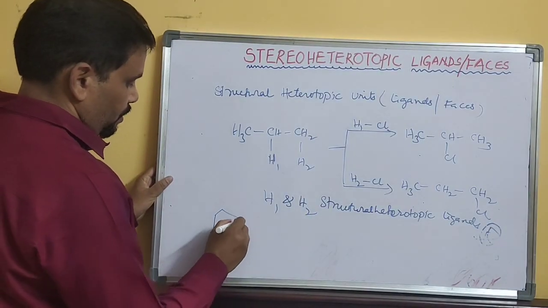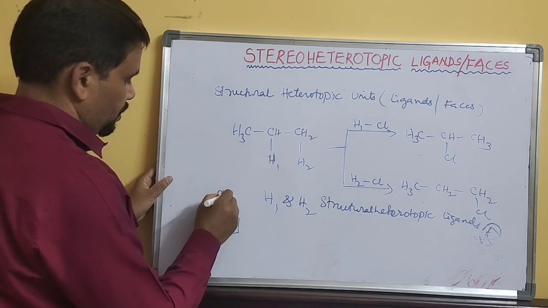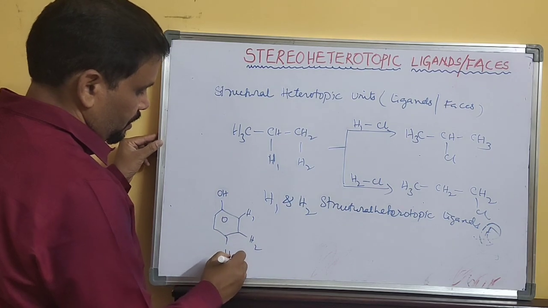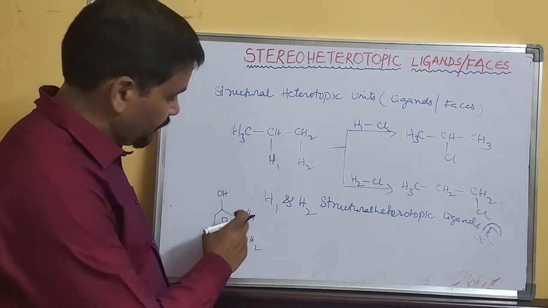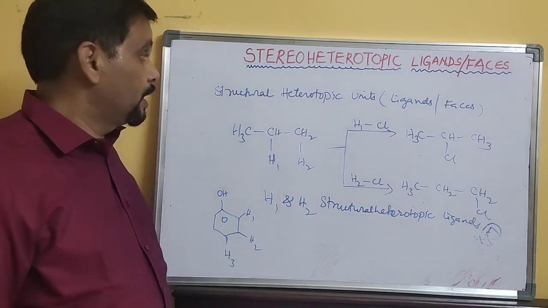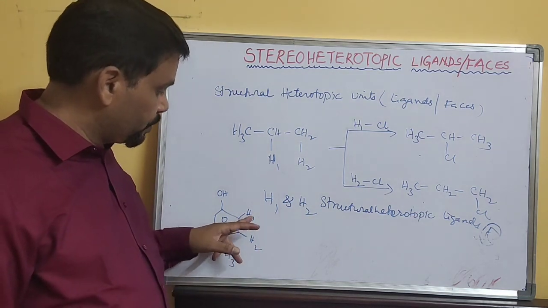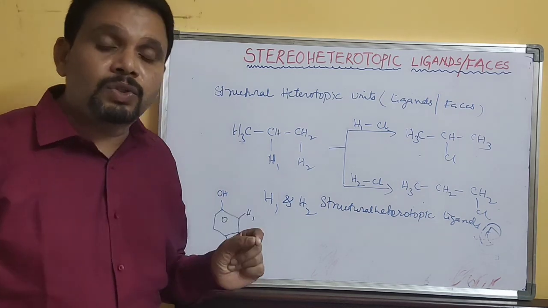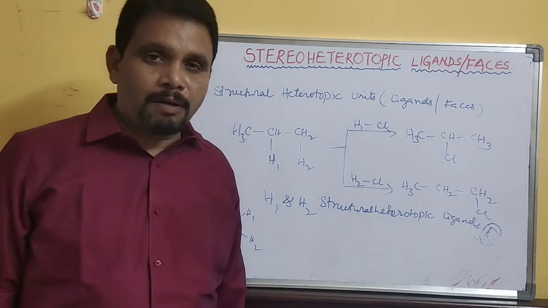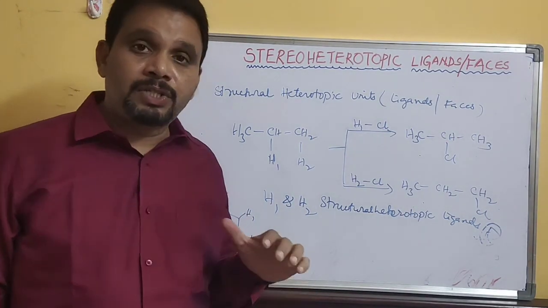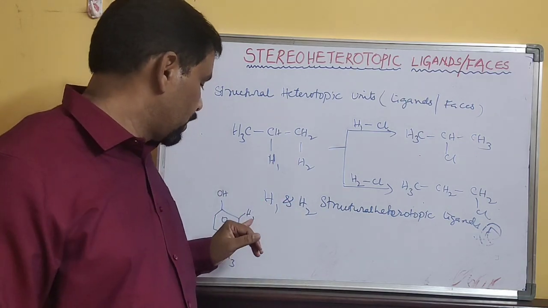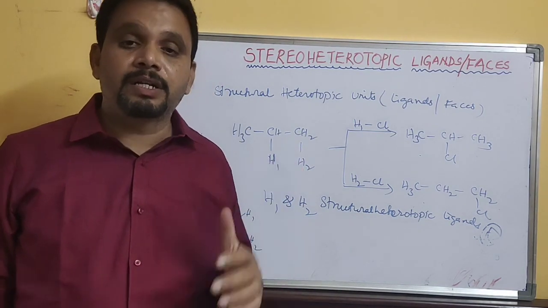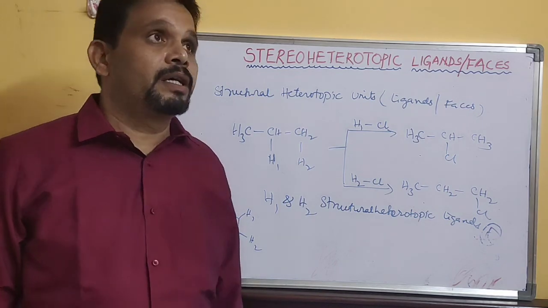So one more best example. Suppose you have OH, H1, H2, H3. These three, H1, H2, H3, are structural heterotopic units, because if you substitute H1, H2 and H3 with a hydroxyl group or chlorine, you will get ortho, meta, para compounds, which are structural isomers. Therefore, these three atoms or groups or ligands can be considered as structural heterotopic ligands.